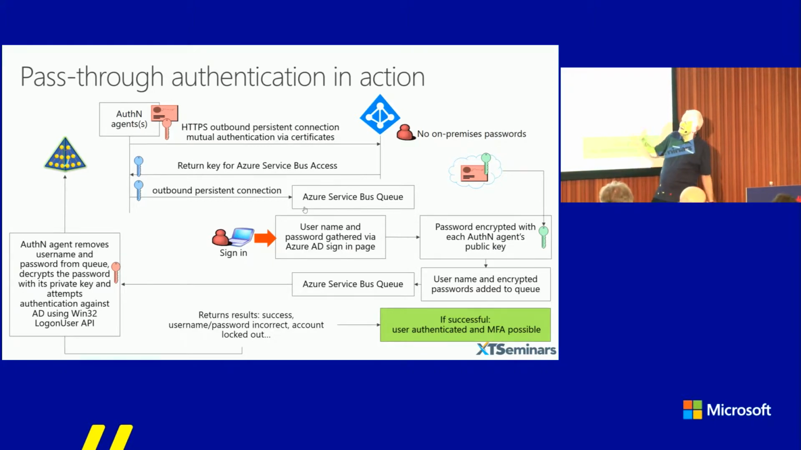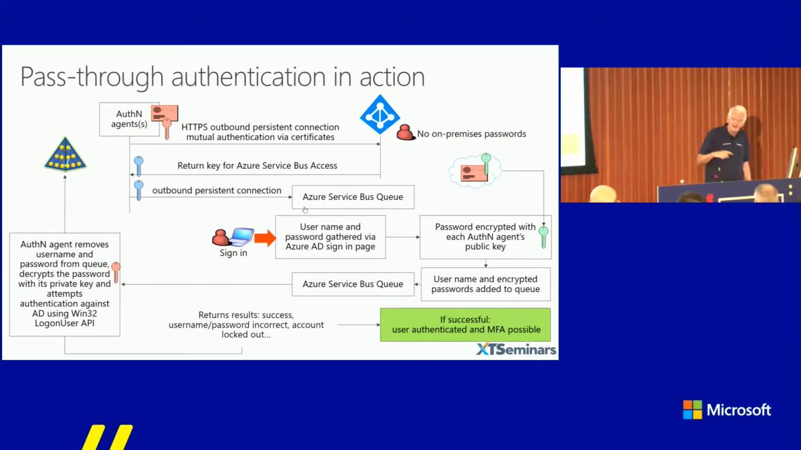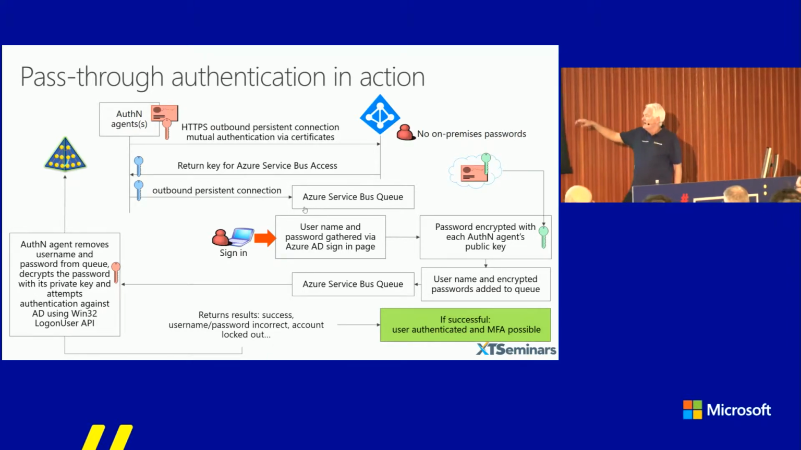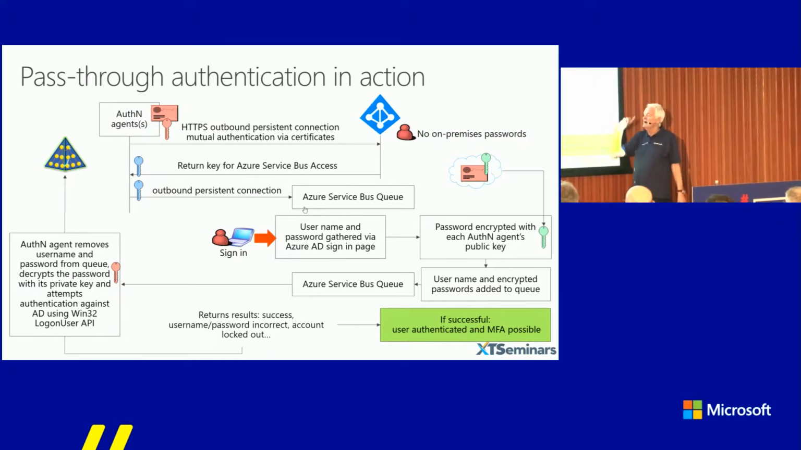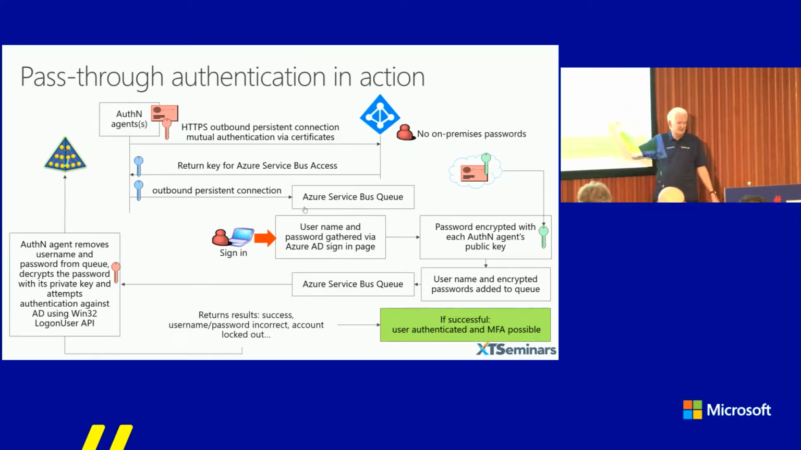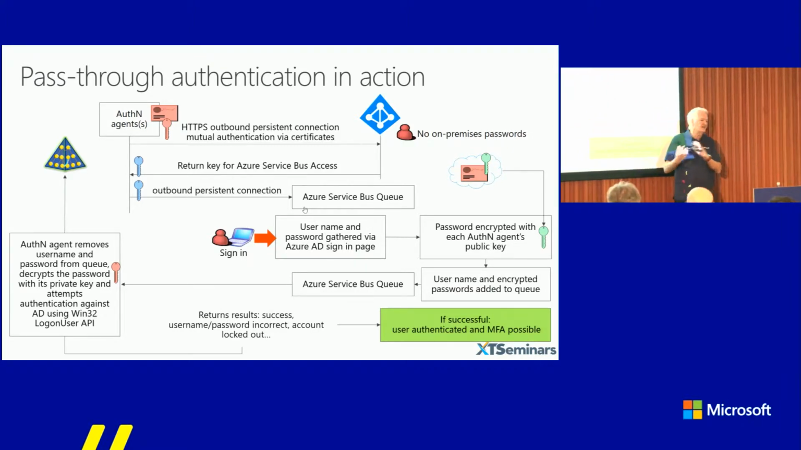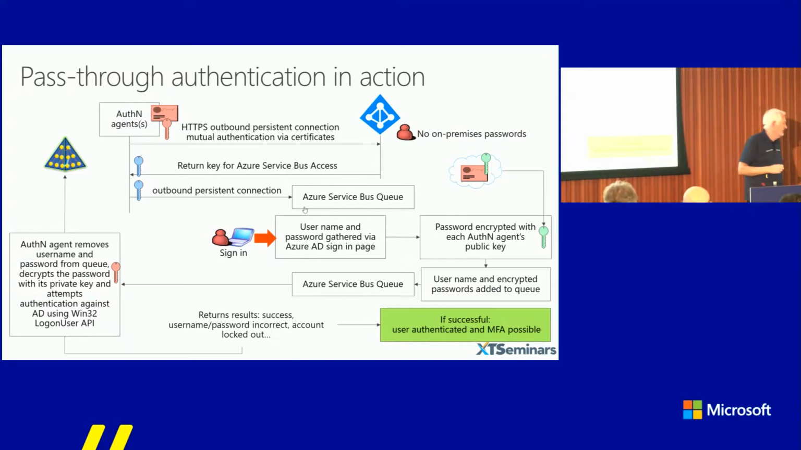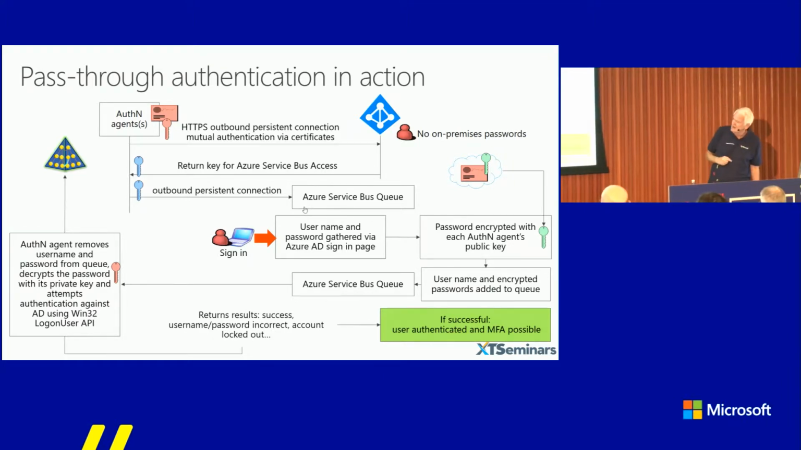Okay, so that's the mechanism and how it actually operates. And as I say, this is encrypting here for each Auth-N agent. So the Auth-N agents hang on the queue and take out their appropriate information.